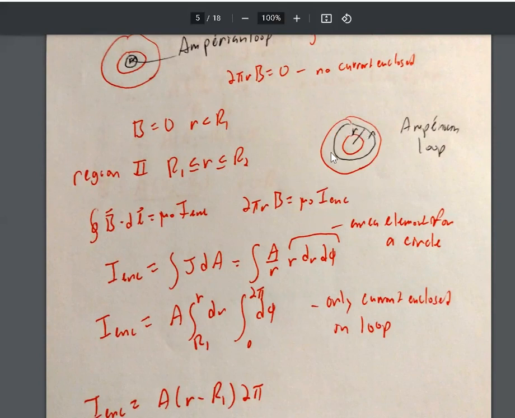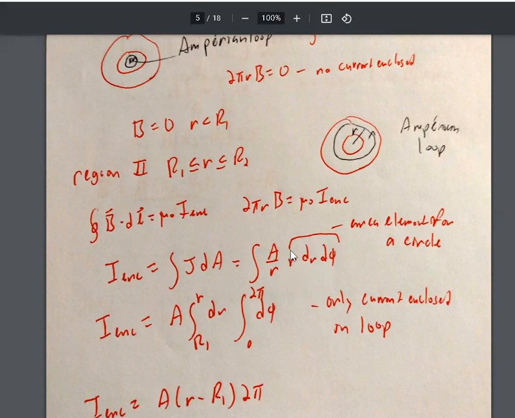Well, the current enclosed is all of the current that pierces through this area. Well, we don't know the current, but we do know the current density. That's what was told to us in the problem. It was A over R as long as we're in between R1 and R2. And so we have to integrate this over the area, and that will tell us our enclosed current. So anytime we integrate over a circle, the unit area is R dr d phi. We've seen this several times now.